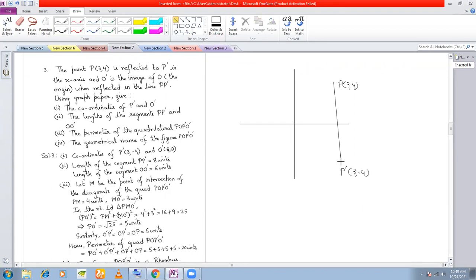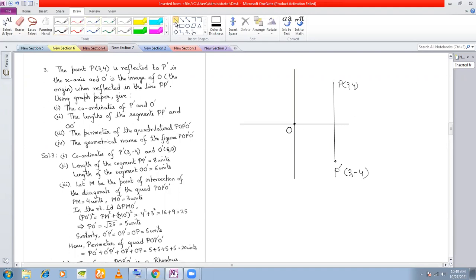Suppose this is the kind of line that I'm getting, a straight line like this. It will be a straight line definitely. This is your P dashed, the image of P, (3, -4). And O dashed is the image of O. This is the origin. Now you are reflecting the origin in this line, PP dashed. So what should be the coordinates of the image of O on this line?